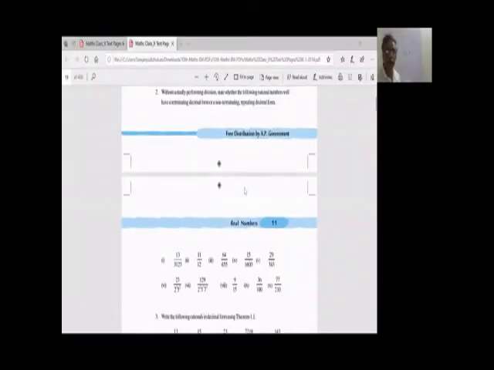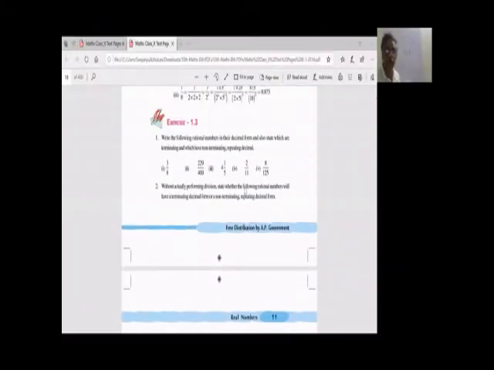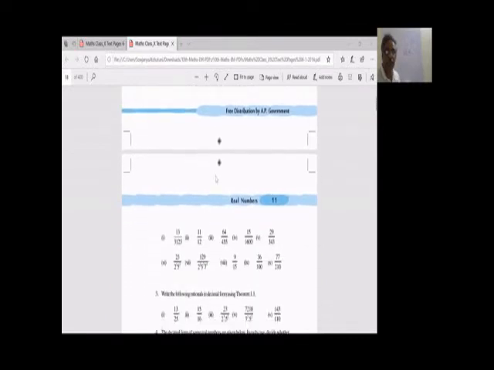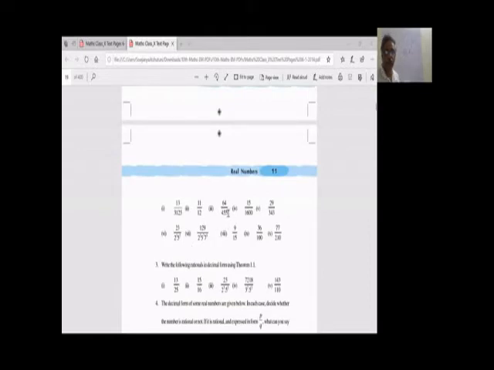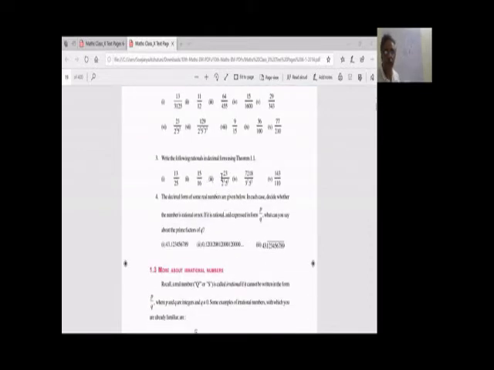Now let us see chapter 1.3. This we have already seen, writing in decimal form. This is to convert into decimal form. Now about the prime factor of q, here it is terminating. This decimal is terminating, so it can be written as p by q. It is a rational number. This is an irrational number. This is also repetitive, so this is also a rational number.